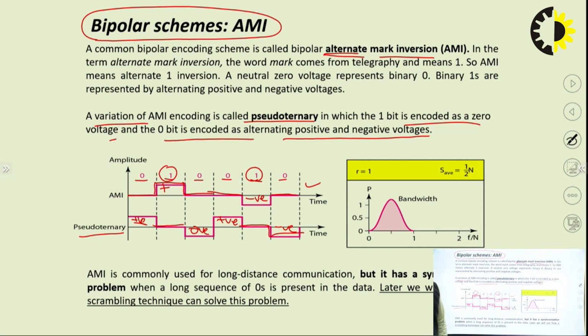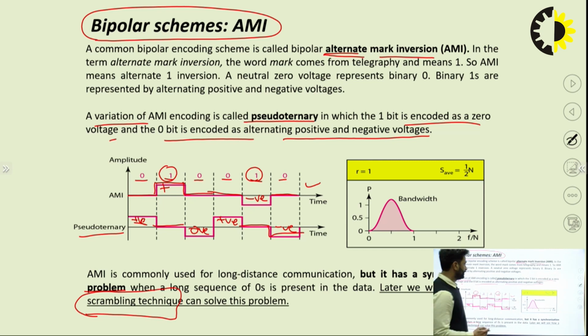AMI is commonly used for long distance communication, but it has a synchronization problem. What is the synchronization problem? At the receiver end, where we are receiving the signal, when a long run of 0s comes, it will cause a synchronization problem, because 0 is represented as a 0 voltage. This will be overcome by scrambling techniques. Whenever long 0s come, that will be overcome by this scrambling technique.